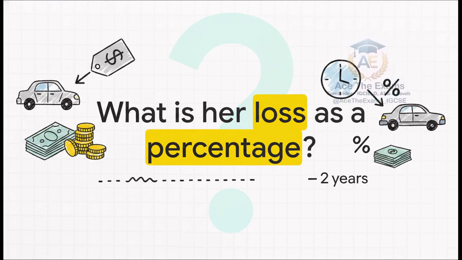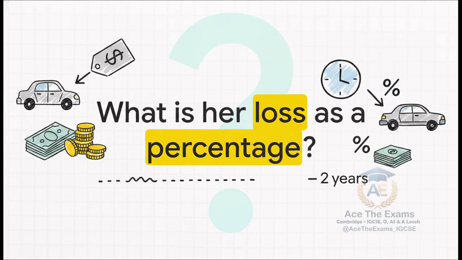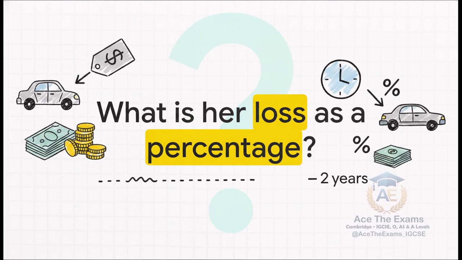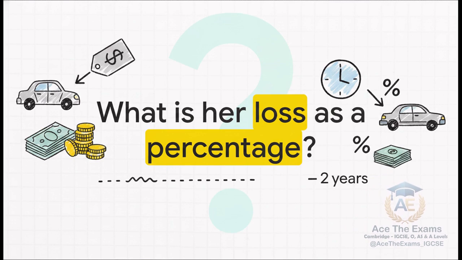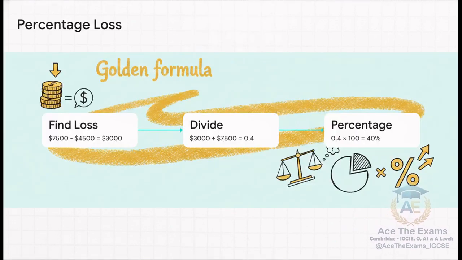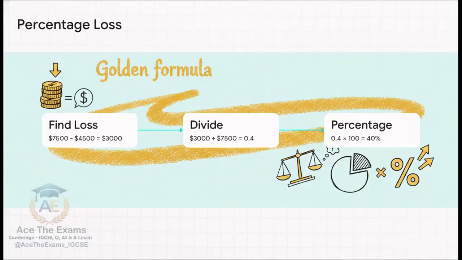In this scenario, a woman buys a car for $7,500. Just 2 years later, she sells it, but she can only get $4,500 for it. We obviously know she lost money, but mathematically speaking, how severe is that loss? Using our golden formula, we can map out the exact drop in value.